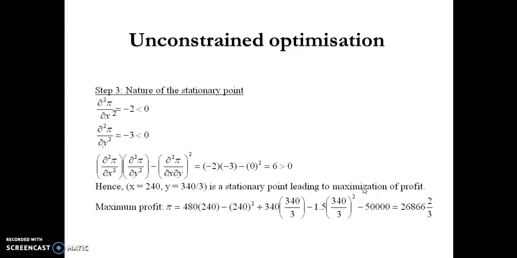Lastly, the final question asks that you determine what that maximum profit is. For the maximum profit, you are going to substitute your value for x and your value for y into your original profit function. If you substitute these values, you will be able to solve for what that maximum profit would be. So this is an example of an unconstrained optimization problem.